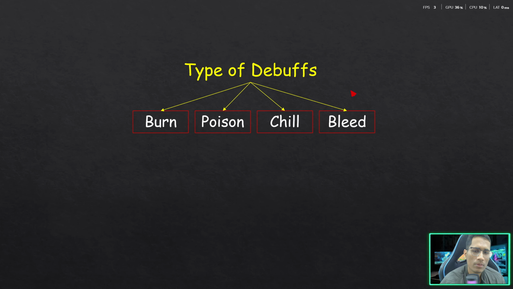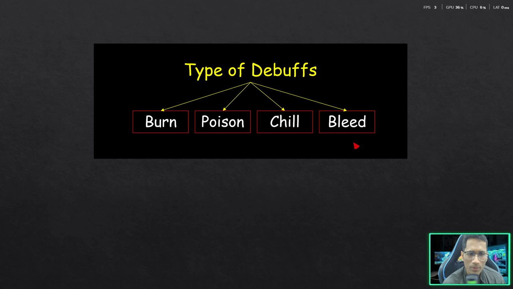Okay, so I'll consider these four: burn, poison, chill and bleed. Now I want you to think what's common in them.